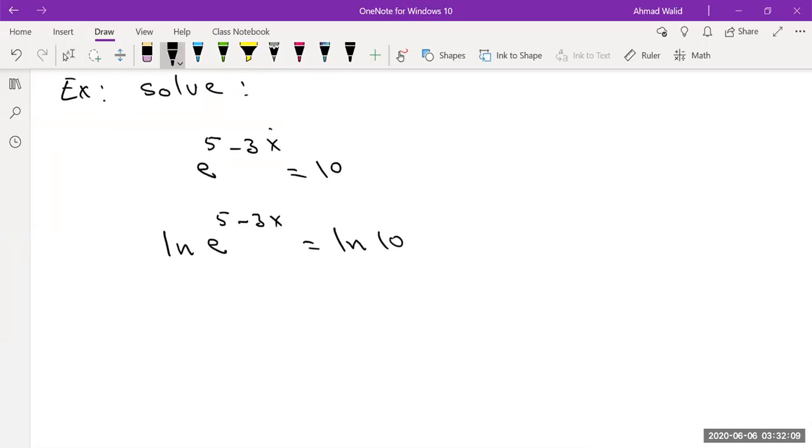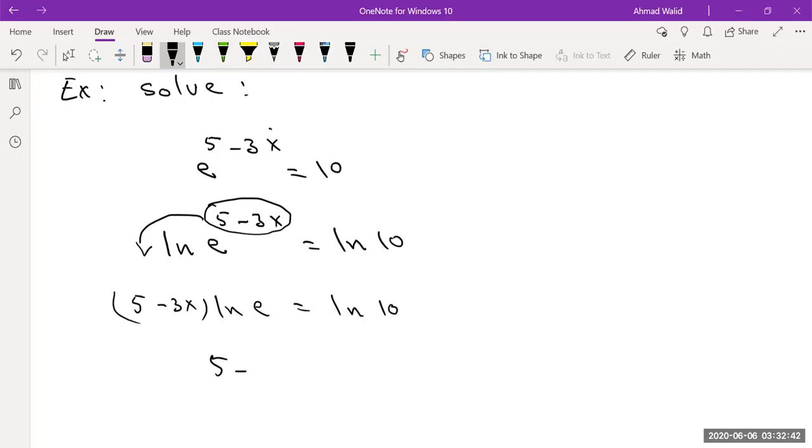Correct? Now, based on the rules of the logarithms, the exponent can come to the front of ln, right? Or ln e, I told you ln e always becomes 1, correct? Whichever way you go, both are the same. Ln e is 1. Or you can bring the exponent first: (5 minus 3x) ln e equals ln 10. Now, ln e becomes 1, then you can write 5 minus 3x equals ln 10.